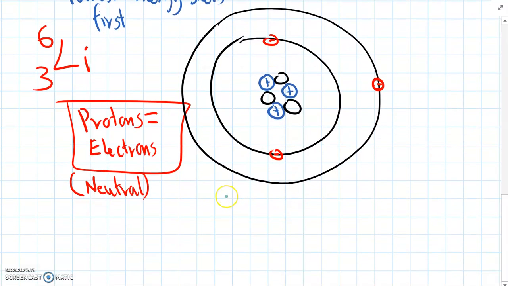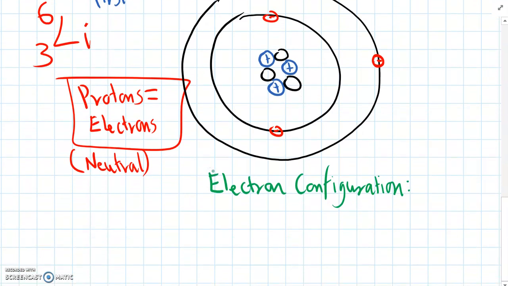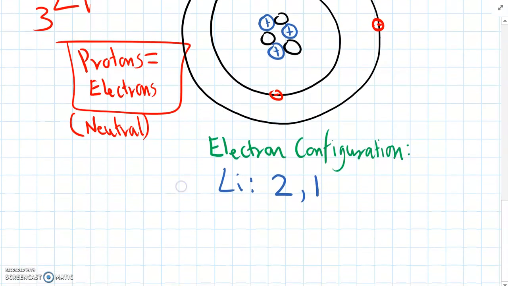So what we can do from here is, instead of needing to draw this diagram every time, we write something called the electron configuration. It shows the number of electrons in each shell. So for lithium, the electron configuration is going to be 2 electrons in the first shell, and then 1 in the second. So we use commas to separate each shell.